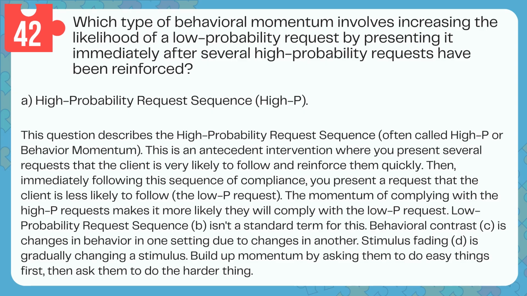The momentum of complying with the high P requests makes it more likely they will comply with the low P request. Low probability request sequence, B, isn't a standard term for this. Behavioral contrast, C, is changes in behavior in one setting due to changes in another. Stimulus fading, D, is gradually changing a stimulus. Build up momentum by asking them to do easy things first, then ask them to do the harder thing.